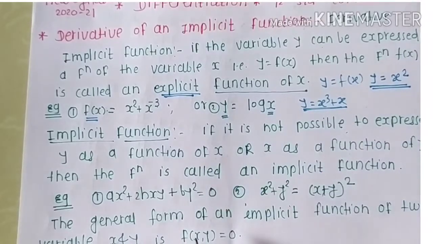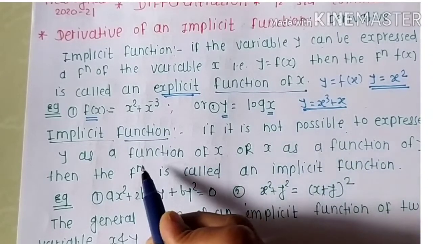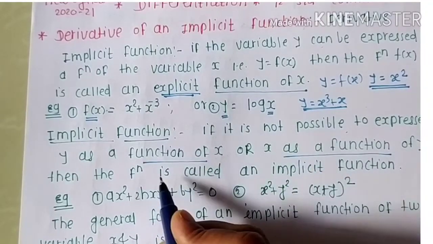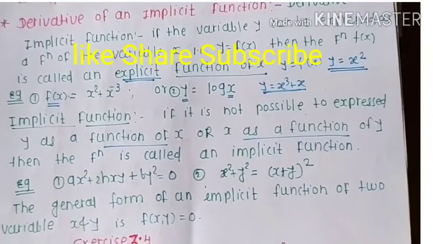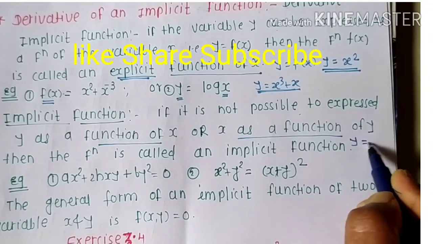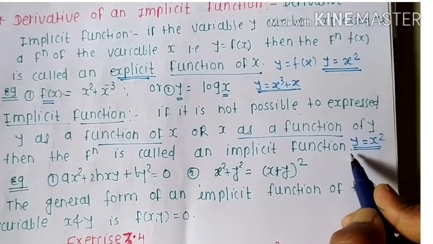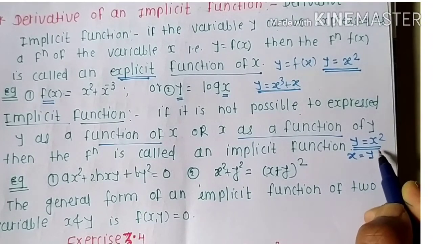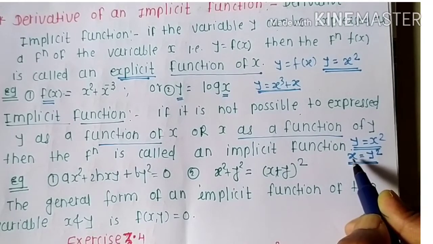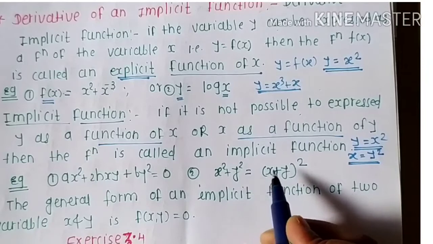But what is an implicit function? The reverse of this. An implicit function means it is not possible to express y as a function of x or x as a function of y. We can't separate the x and y variables, which means we can't write it in the form y is equal to x square, or x is equal to y square. It is not possible to separate out the terms of x and y.